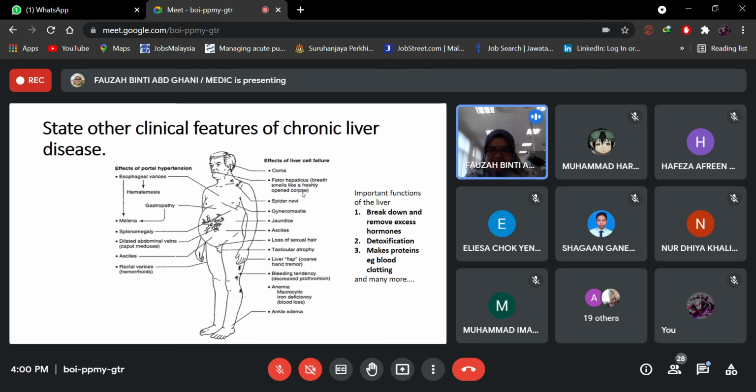Spider nevi, gynecomastia, loss of sexual hair, testicular atrophy, palmar erythema. Bottom line, what is the problem there? Hormones, doctor? Hormones, yes, correct. So it's related to the hormones, whereby a normal liver should be able to break down and remove excess hormones. In these cases, it's related in particular to estrogen excess. So when there's estrogen excess, you can get the spider nevi, gynecomastia.